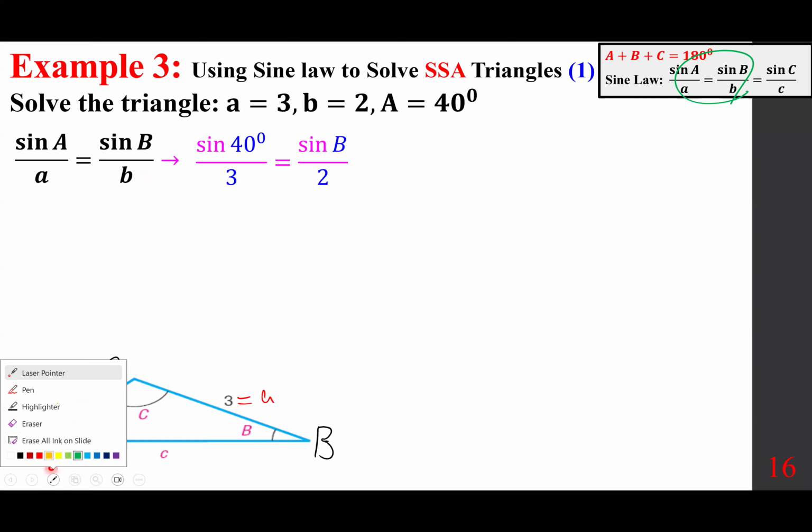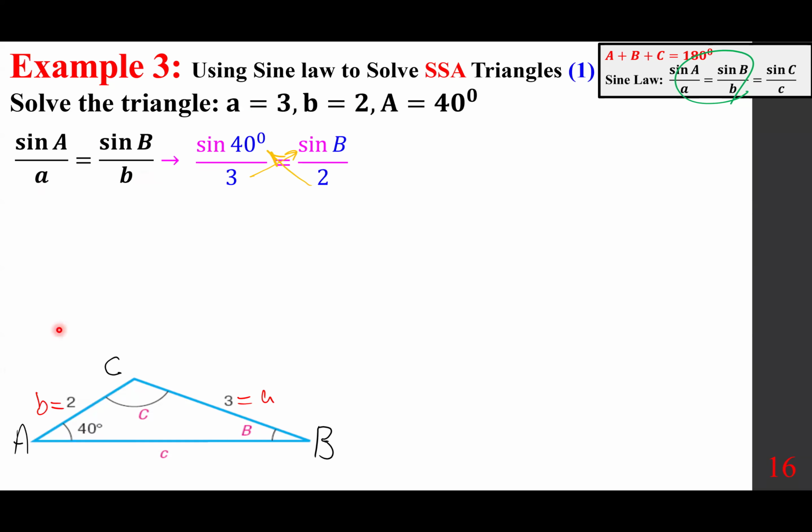Cross product. 3 times sine B equals 2 times sine 40. Therefore, sine B is 2 times sine 40 divided by 3. Again, not a common angle. You have to put that into a calculator, and follow the instruction on decimals. You get 0.43. It's extremely important to keep this with many decimals because you're using a calculator.